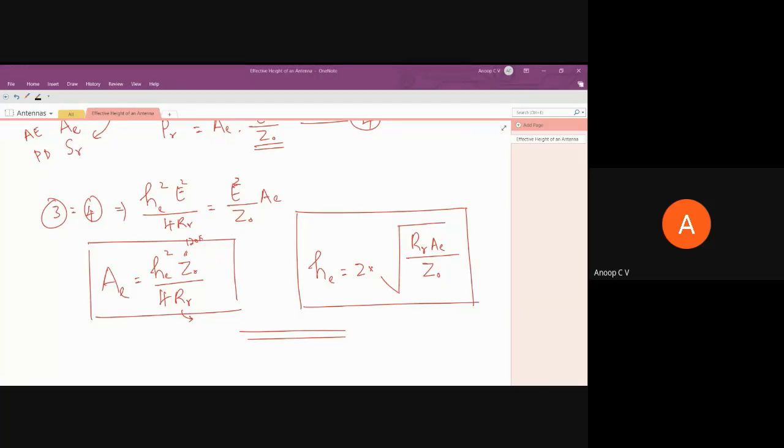So we studied the effective height and its definition. Then we found the effective height of the half-wave dipole and a short dipole. We know how effective height and physical height relate for any wire type antenna; depending upon the current distribution, we should be able to find the effective height, that is I average by I naught times HP. Then we derived a relationship between effective aperture and effective height.